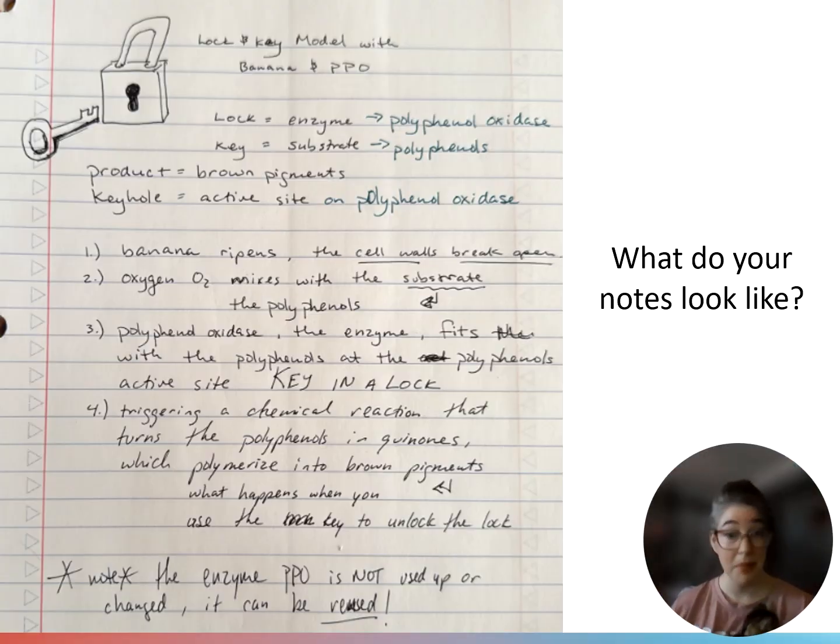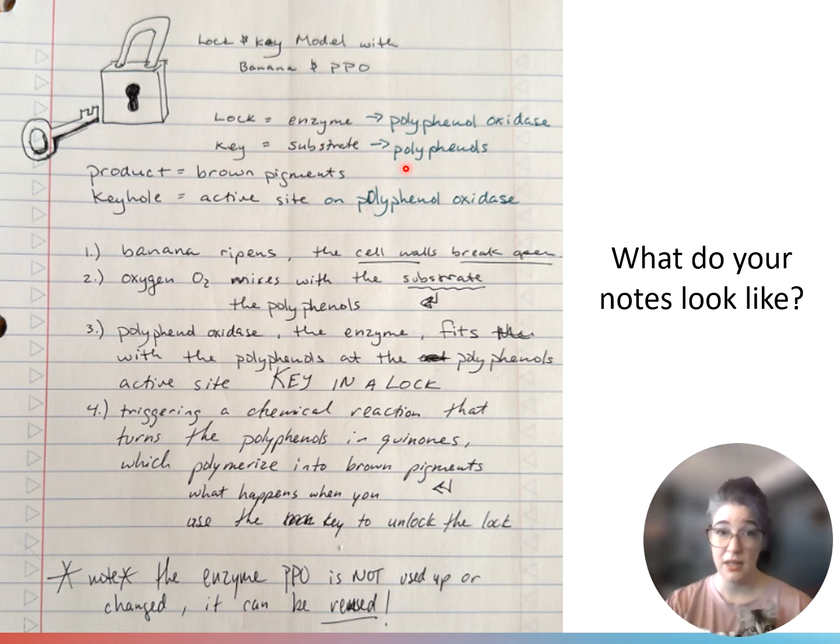So at this point, maybe your notes have extended and you're explaining in your notes that lock and key, extending the metaphor. So your lock is the enzyme, and it's the PPO, or the polyphenol oxidase. Your key is the substrate, the polyphenols. Your product, those brown pigments, what changes the look of your banana. The keyhole is going to be the active site on the polyphenol oxidase. So where it can happen, where that substrate, the polyphenols, can interact with your enzyme, the polyphenol oxidase.